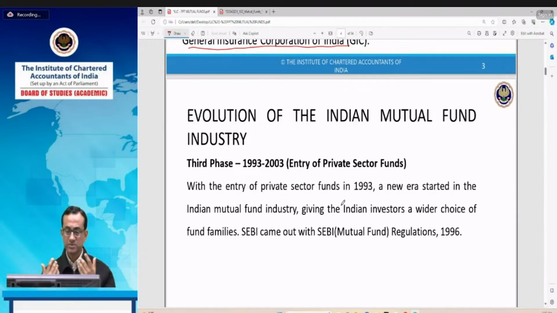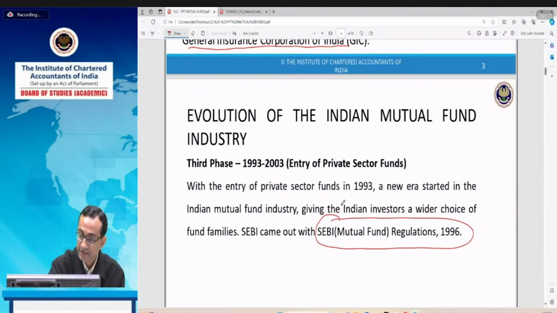So various private sector players came, and then a very important development took place in 1996 when the mutual fund was regulated by SEBI, the market regulator, Securities Exchange Board of India. So SEBI came out with the Mutual Fund Regulations 1996. So from 1996 onwards, the mutual fund industry was regulated and monitored by the market regulator, Securities Exchange Board of India.